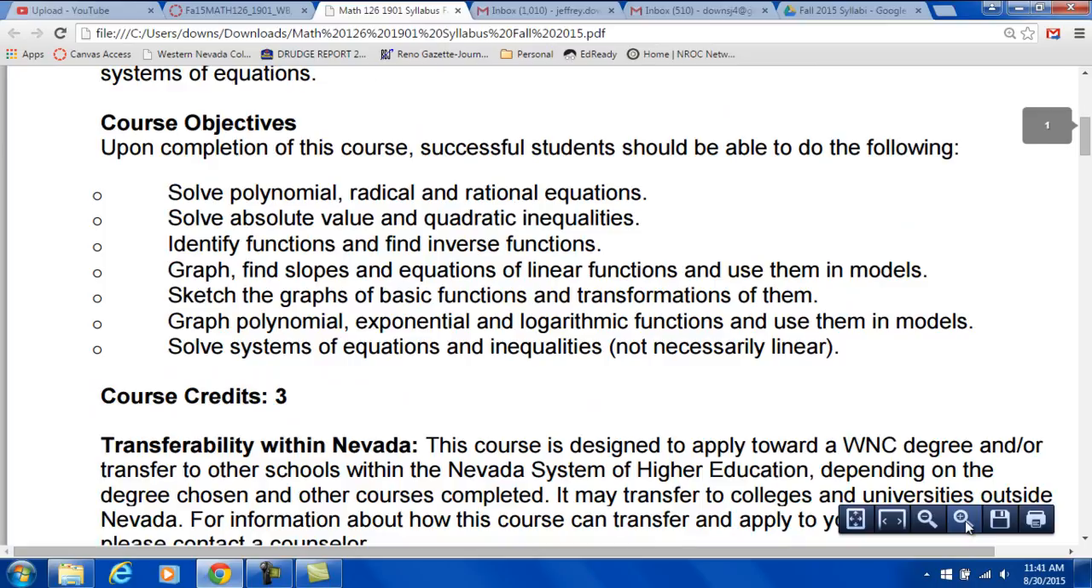Course objectives. Upon completion of this course, successful students should be able to do the following: solve polynomial, radical, and rational equations, solve absolute value and quadratic inequalities, identify functions and find inverse functions, graph, find slopes and equations of linear functions and use them in models, sketch the graphs of basic functions and transformations of them, graph polynomial, exponential, and logarithmic functions and use them in models, solve systems of equations and inequalities, not necessarily linear.